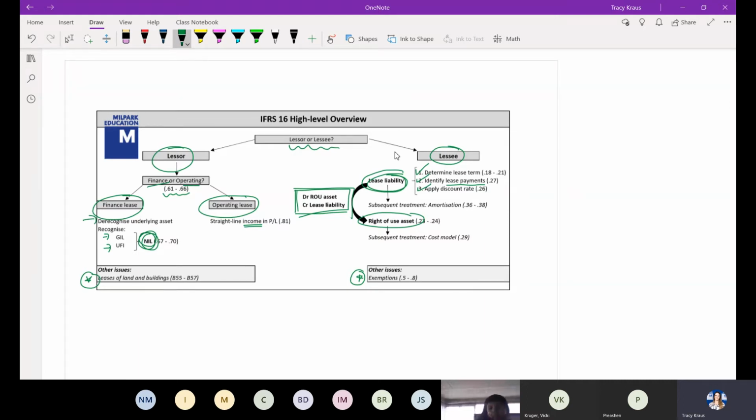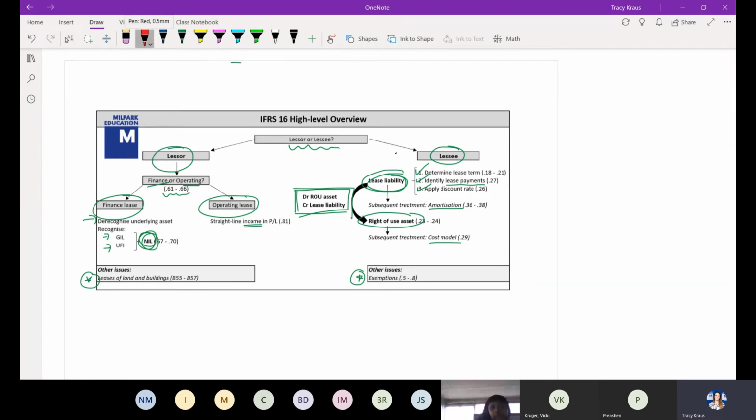And so these two are married at initial recognition. They are joined together. They're recognized at the same amount, and then they go their separate ways after the date of initial recognition. So the lease liability after initial recognition will be amortized, and the right of use asset after initial recognition will be accounted for in terms of the cost model.